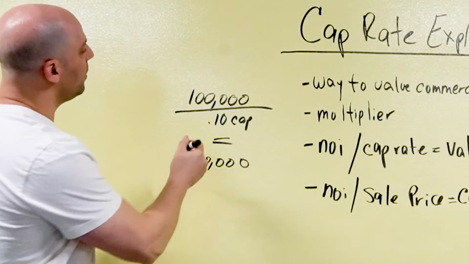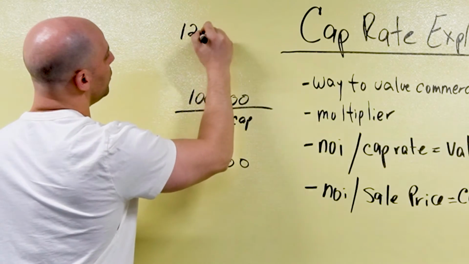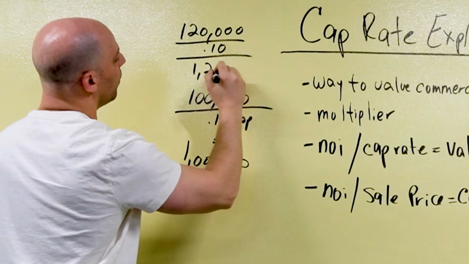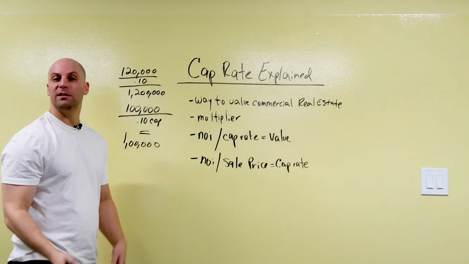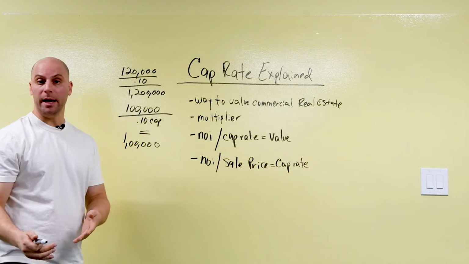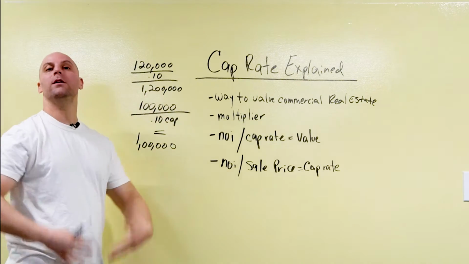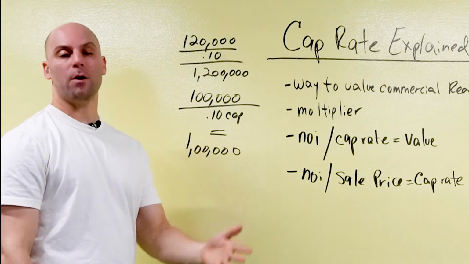So if this $100,000 is all of a sudden $120,000 in the same 10 cap market, the building is now worth $1.2 million. Now the exciting thing is, if you didn't have to renovate or spend any money and you could just increase the rents to get the additional $20,000, you just created $200,000 worth of equity in a property.